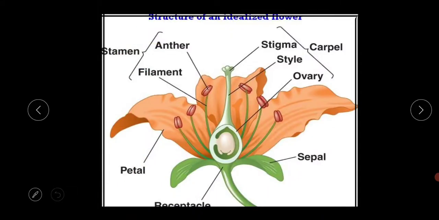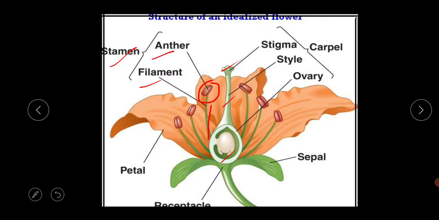Next thing is the structure of an idealized flower. These are the stamen parts. The stamen has two parts, one is the anther and the other is the filament. This is the anther, a bilobed structure, and this long slender structure is called the filament. The female reproductive system has a total of three parts: the stigma, style and ovary.